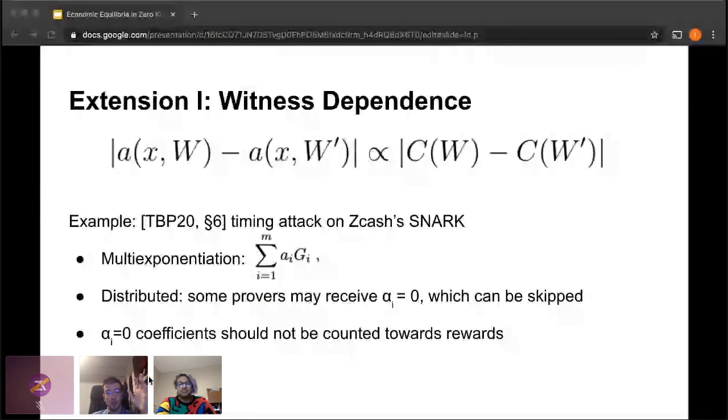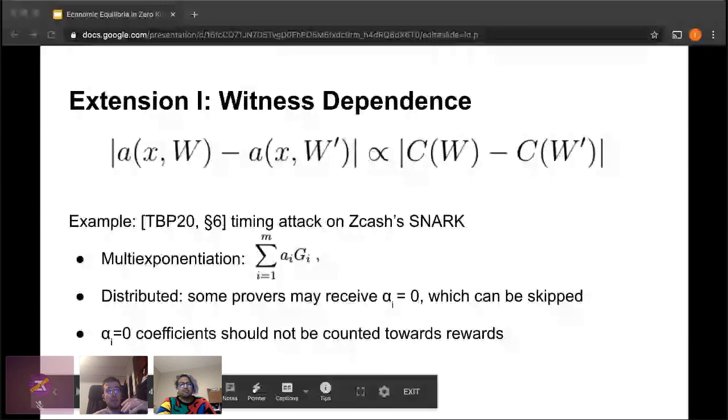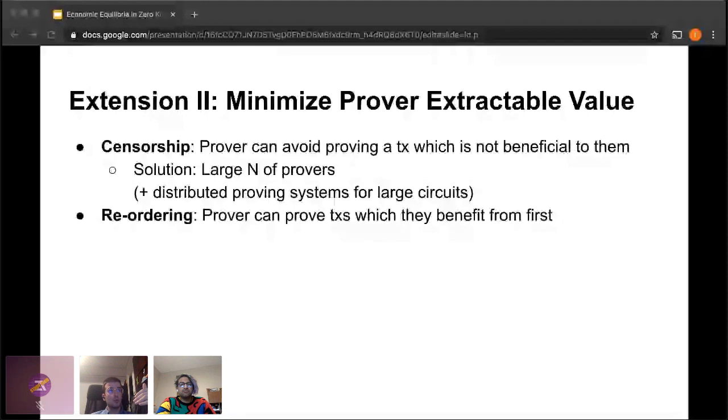Cool. Okay, so if you can skip a computation, you should not be rewarded for it. This more or less says you get rewarded per computation step, which depends on the witness, not on a circuit level. And the second kind of extension that we want to propose is minimizing the prover extractable value. Tarun, can you say? Yes.